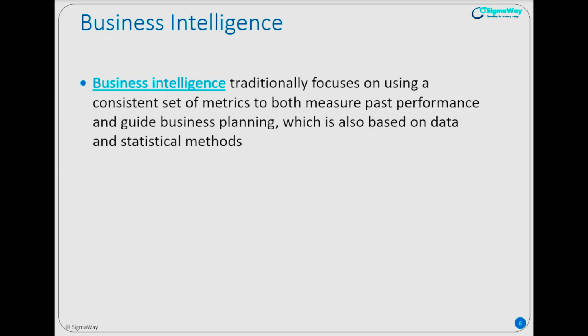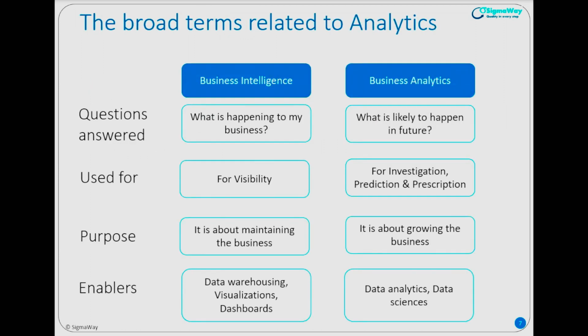So what is business intelligence? Business intelligence traditionally focuses on using a consistent set of metrics to both measure past performance and guide business planning, which is also based on data and statistical methods. The difference in both terms is as follows. Business intelligence tries to answer the question of what is happening to the business. It is used to gain visibility regarding the problem. Its purpose is about maintaining the business, and its enablers are data warehousing, visualizations, and dashboards.